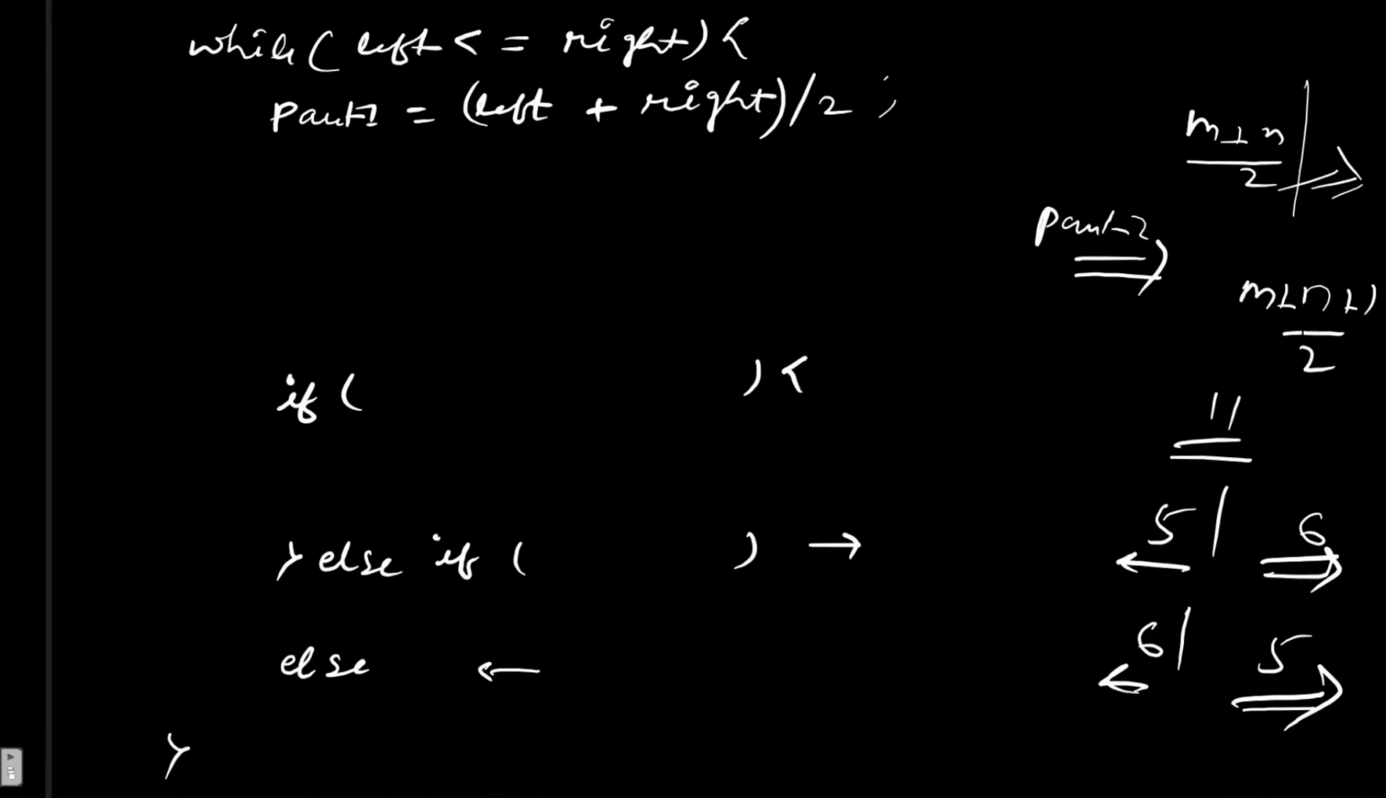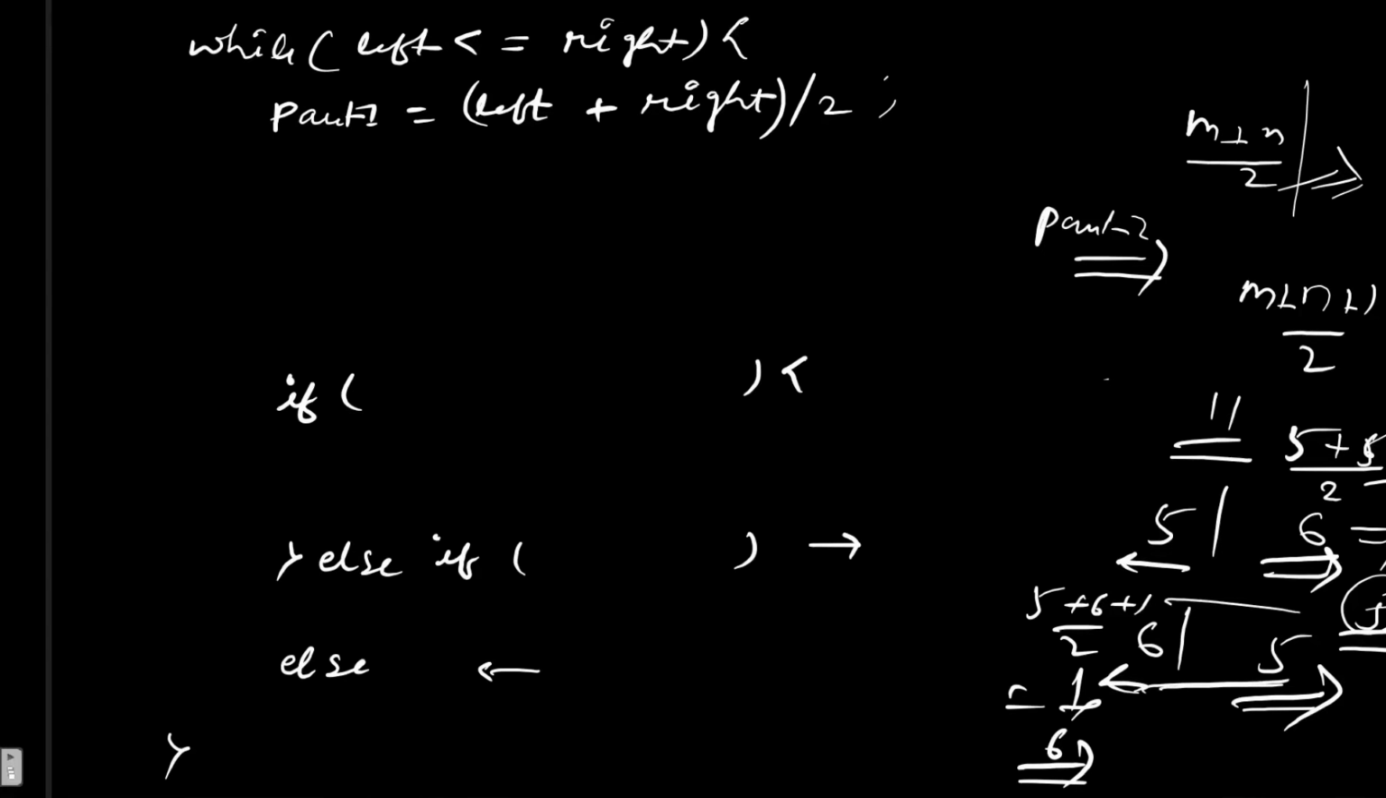If we check, say the first array has length 5 and the second has length 6, it is going to be equal to 11 by 2. In the case of 5 plus 5 plus 1, it is going to be equal to 11 by 2, which is equal to 5. So this is true for even length, and for odd length, let's say 5 plus 6 plus 1 by 2, it is going to be equal to 6. So it is also true for odd lengths. Okay, so we have figured out how we can find partition 2.